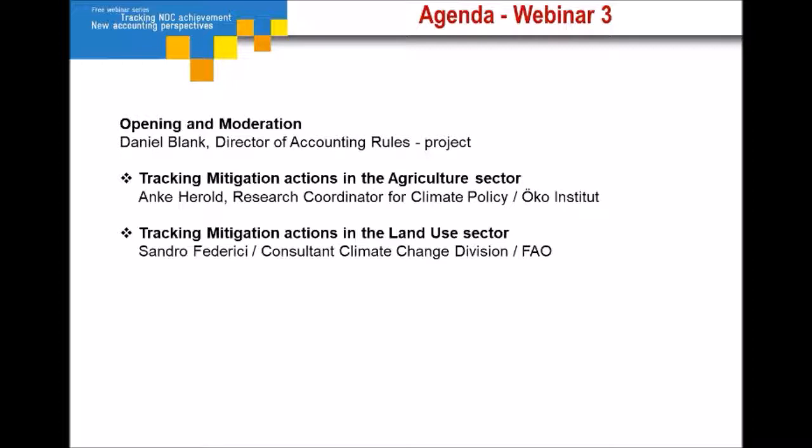In this context, we will have 2 presentations today. One is on tracking mitigation actions in the agricultural sector, and one is on tracking mitigation actions in the land use sector. In the invitation, as you might have seen, we had actually announced 3 presentations, including a 3rd presentation from our country activities in Colombia, to be presented by our colleagues there.